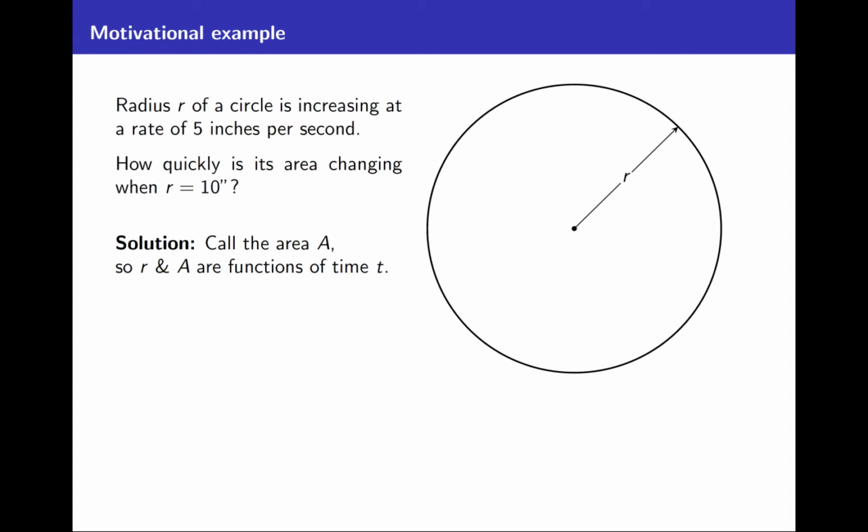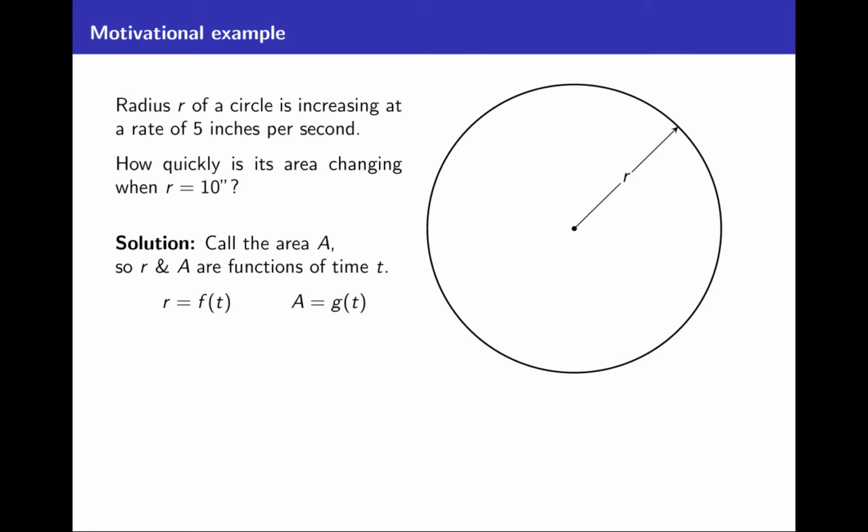So to begin a solution, let's give names to the quantities at play. Let's call the area of the circle A, and of course the radius is r. So both A and r change with time, so they are functions of time t. You might think of it this way. Because r changes with time, r is equal to a function f of t, and likewise, A is equal to g of t.